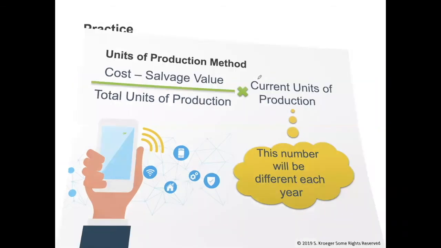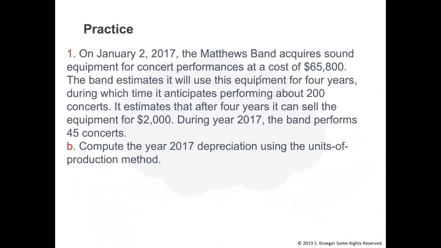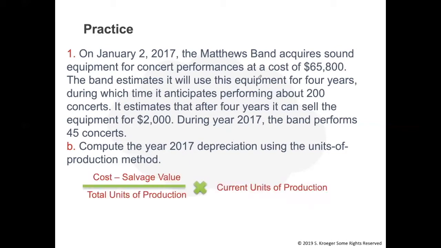Let's do an example with this one. This is your classwork, same problem, number 1, but part B. We're going to use the same information, but in this case, we're going to use the units of production method to calculate depreciation for 2017. The formula I copied over is cost minus the salvage value divided by the total units of production times the current units of production. The numerator is the same as part A. It would be the cost of 65,800 minus the salvage value of 2,000.